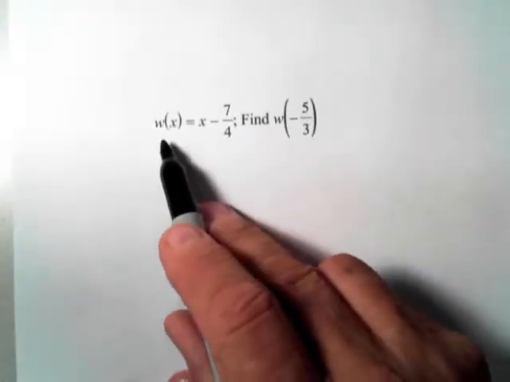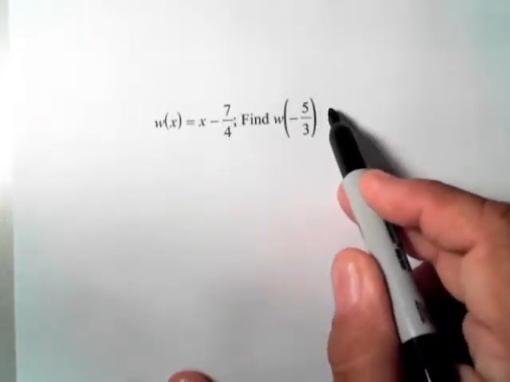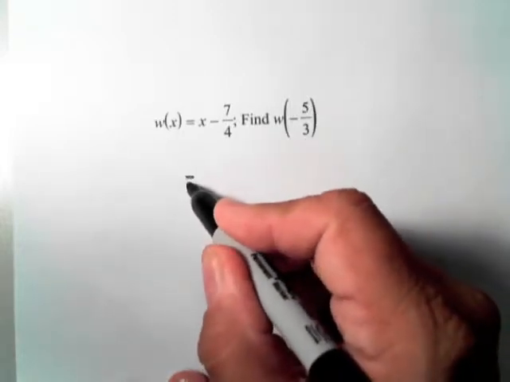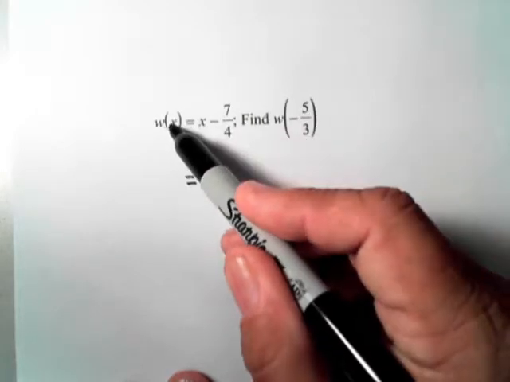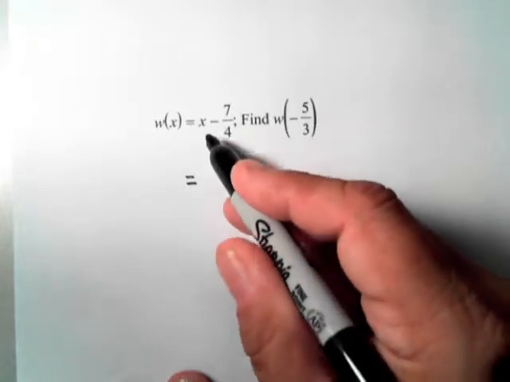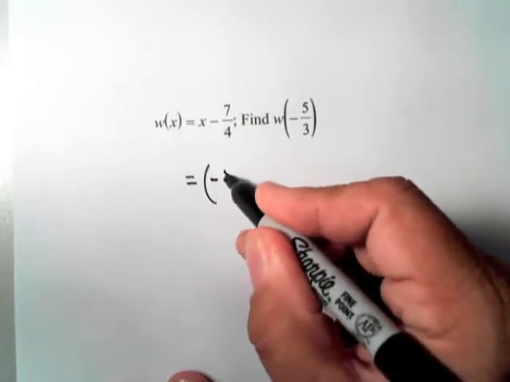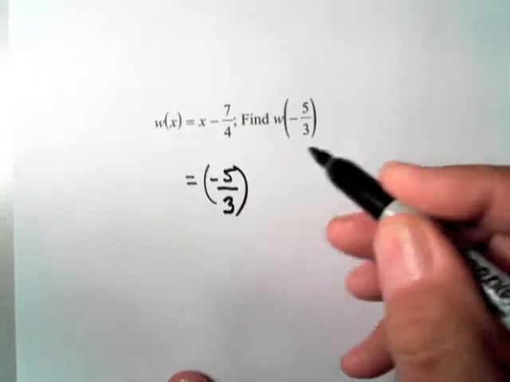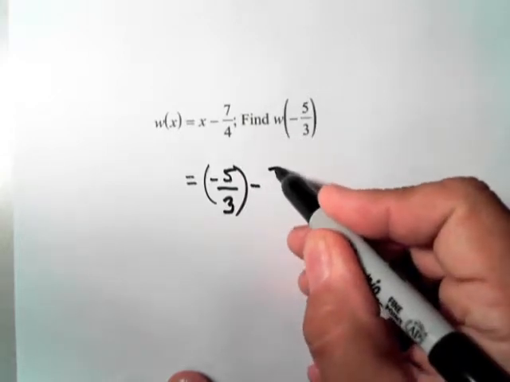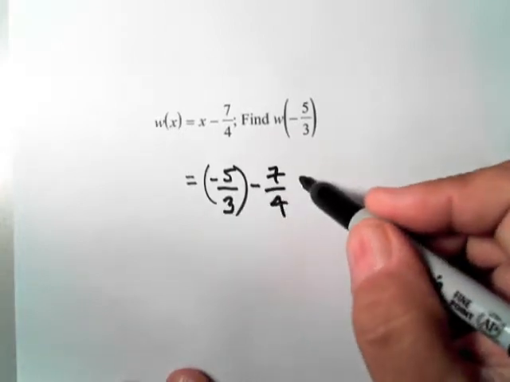So here's another one. W of x equals x minus 7/4. Find W of -5/3. Okay, well, that means we're going to replace the x with the value given right here. So in the equation, you see the x. I'm going to replace that with -5/3. Here it is. Okay, let's make sure I got that correct. -5/3, minus 7/4. Okay, well, this is a simple basic math problem.